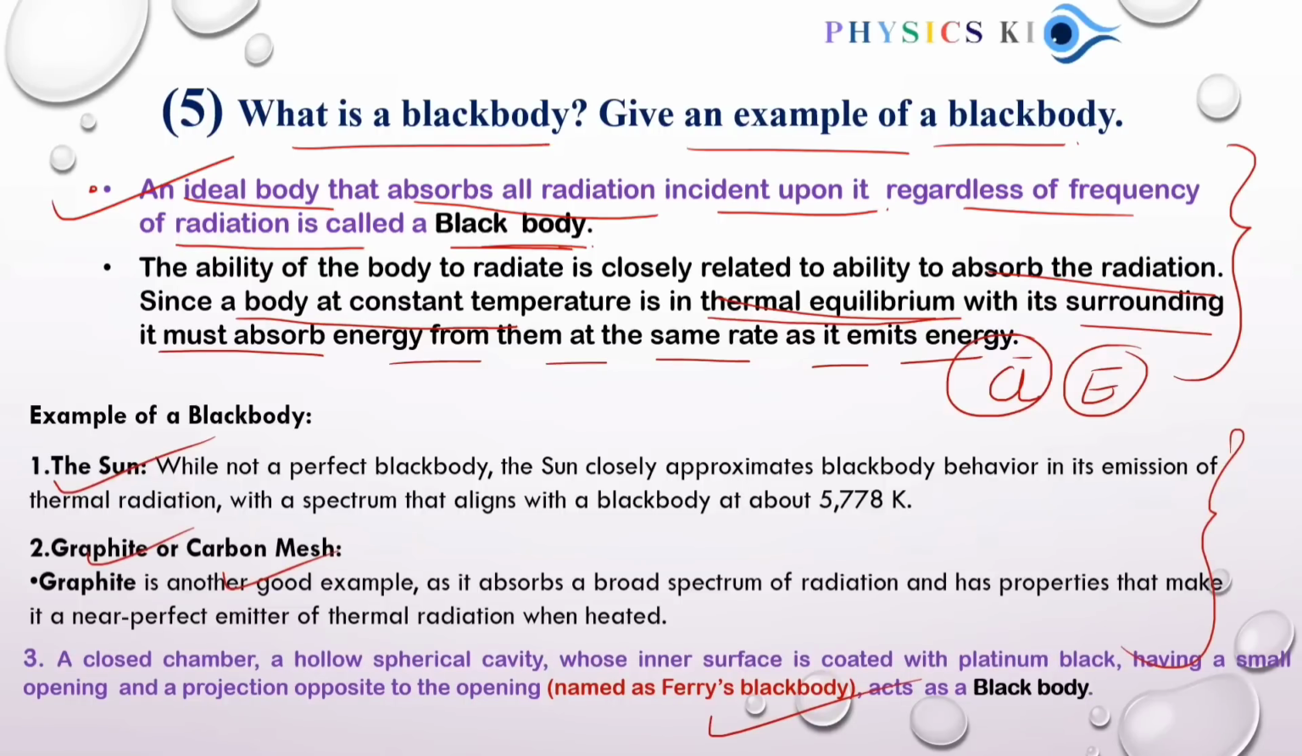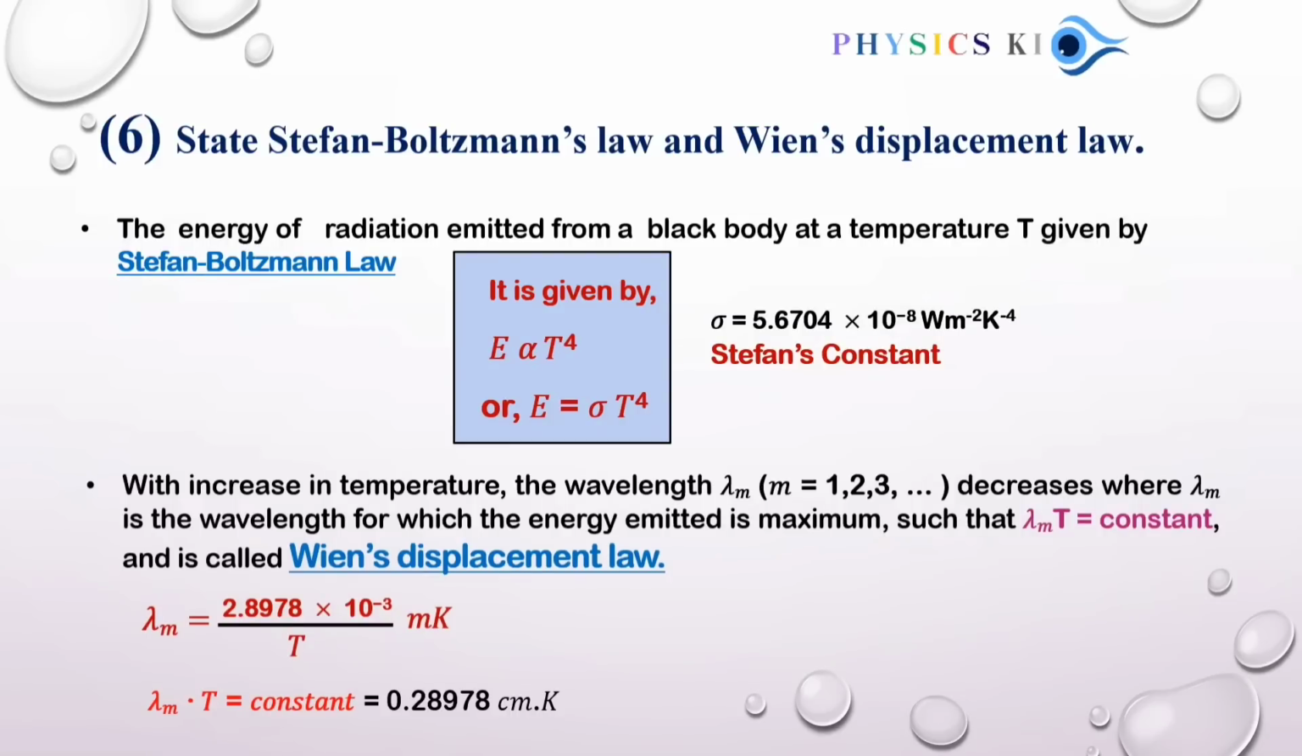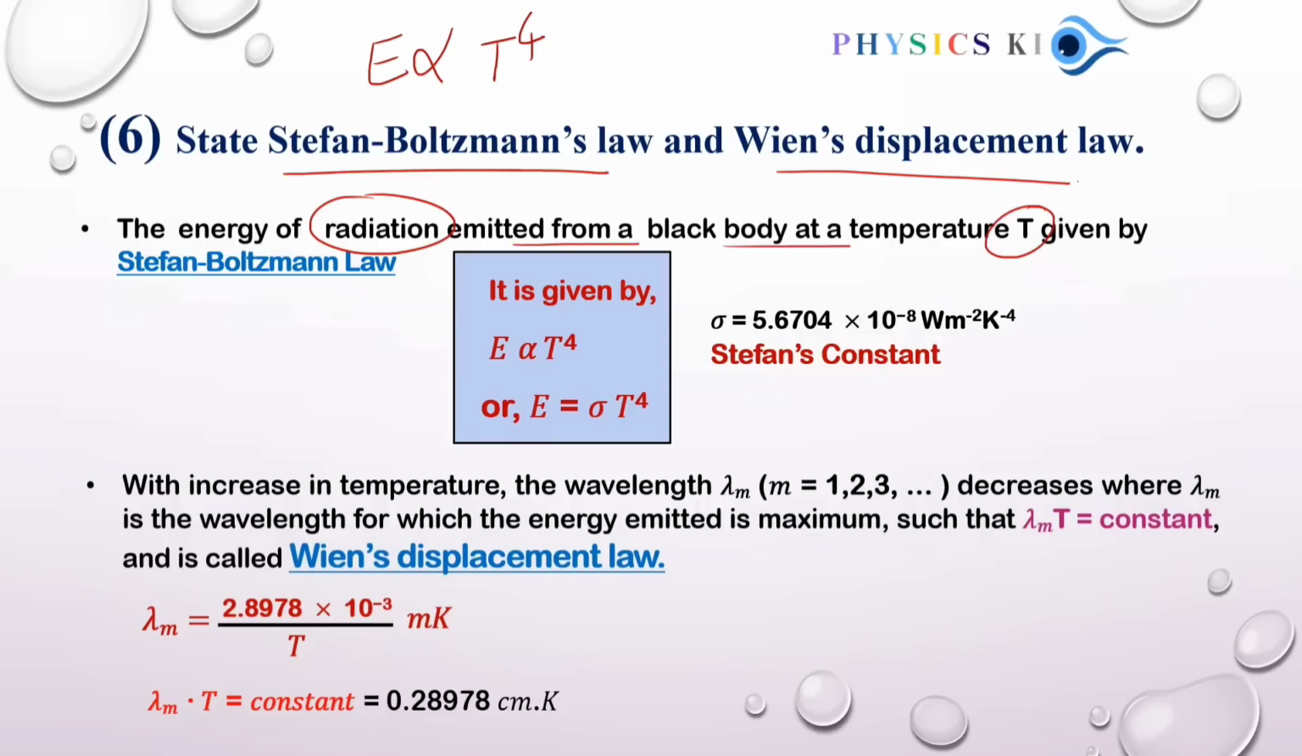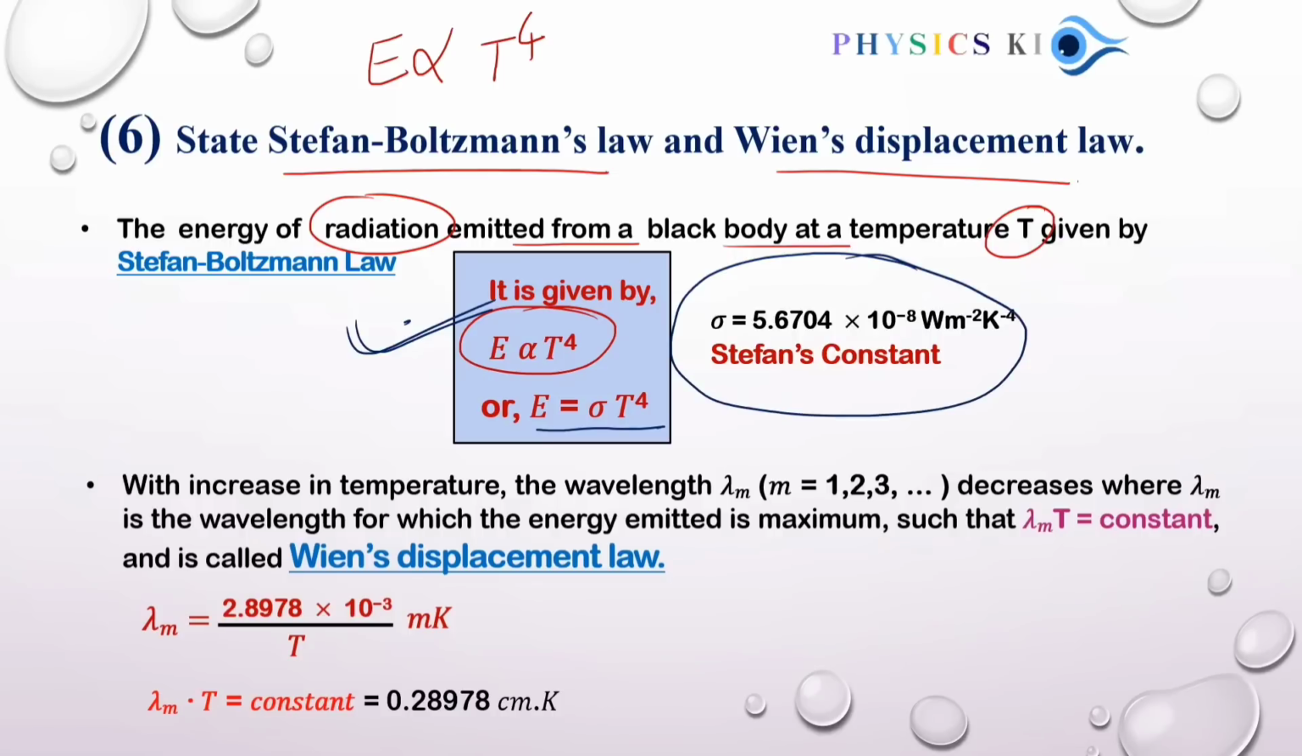Next question is, state the Stefan Boltzmann law and Wien's displacement law. Two laws everyone knows. Stefan Boltzmann law is energy is proportional to T to the power 4. This is the Stefan Boltzmann law. The energy radiation emitted from a black body at a temperature T is given by this. Just remove the proportionality sign, and we have E is equal to sigma T raised to 4. Sigma is the Stefan constant, 5.67 10 to power minus 8.